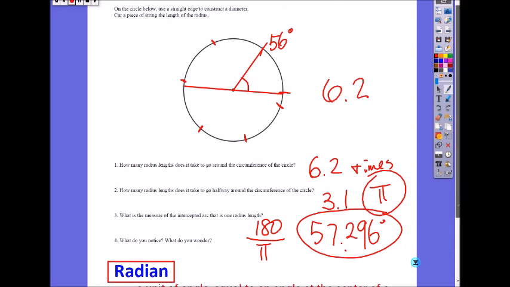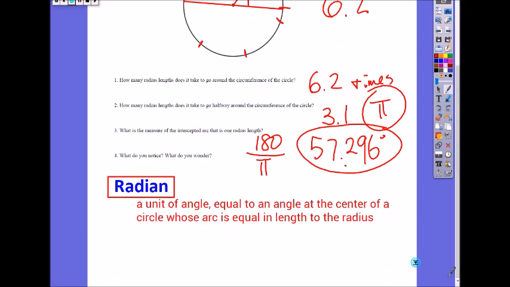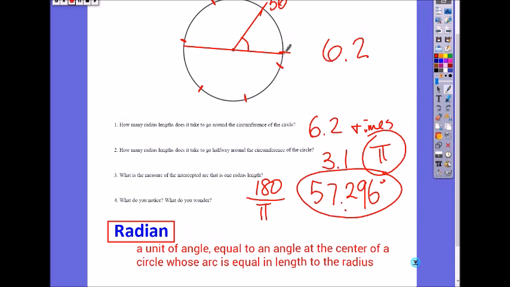So again, what is a radian? A radian is a unit of angle that equals an angle at the center of the circle whose arc is equal to the length of the radius. So that means what? This is the length of the radius, right? That's 1 radian.